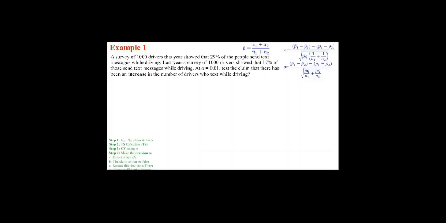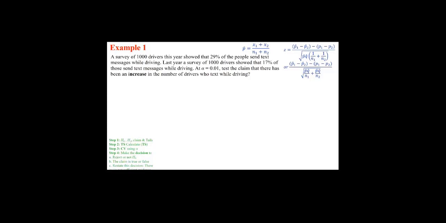So now, here's an example. A survey of 1,000 drivers this year showed that 29% of the people send text messages while driving. Last year, a survey of 1,000 drivers showed that 17% of those send text messages while driving. At alpha equals 0.01, test the claim that there has been an increase in the number of drivers who text while driving.